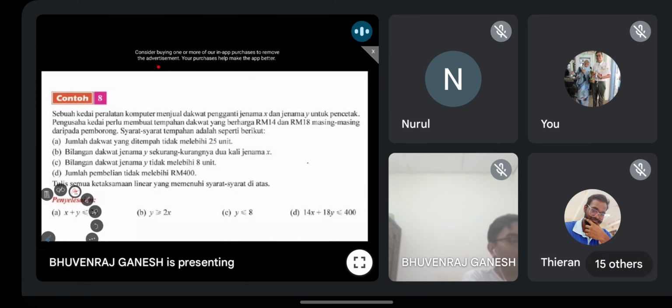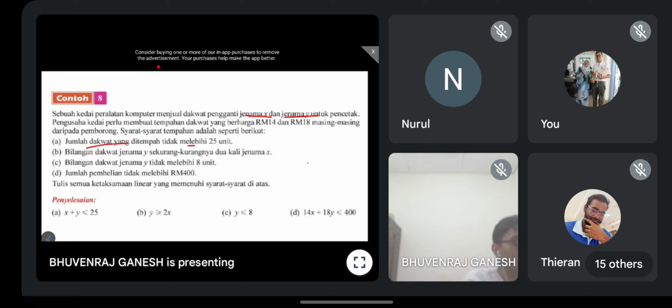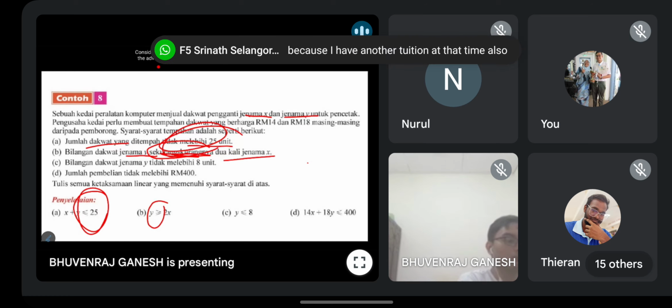And then this one also same, guys. This one you have to mention your X and Y because they didn't tell you. So we've got jenama X, jenama Y. So easy already. They say the total must tidak melebihi. Tidak melebihi means not more than. So the sign must be less than or equal to 25. And then Y is sekurang-kurangnya, at least. So greater than or equal to 2x. 2 kali means 2 times of x.